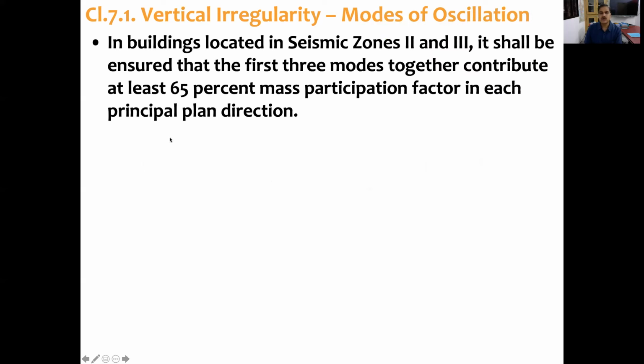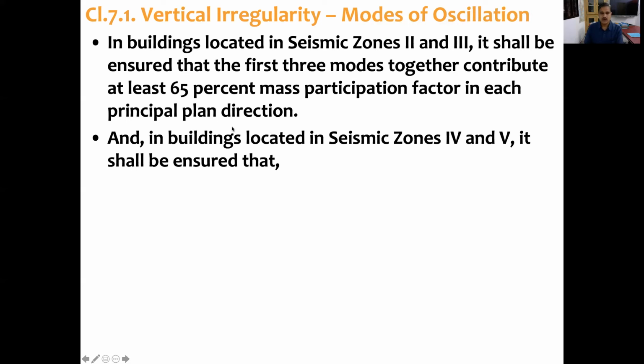The code says that in buildings located in seismic zones 2 and 3, it shall be ensured that the first three modes together contribute at least 65% mass participation factor in each principal plan direction. So in the x direction as well as in the y direction. In the x direction, compute all the modes and add the modal mass participation in the first three modes. It should be more than 65%. Same in the y direction also.